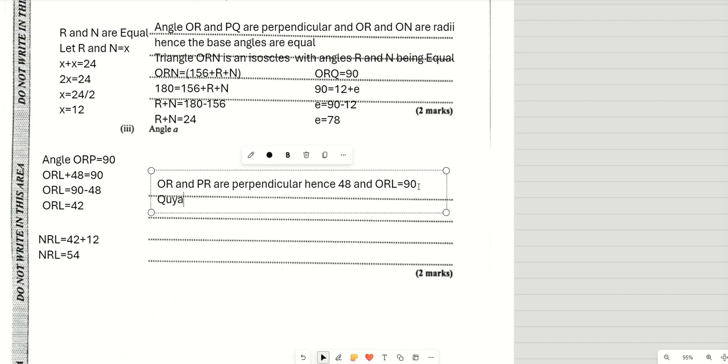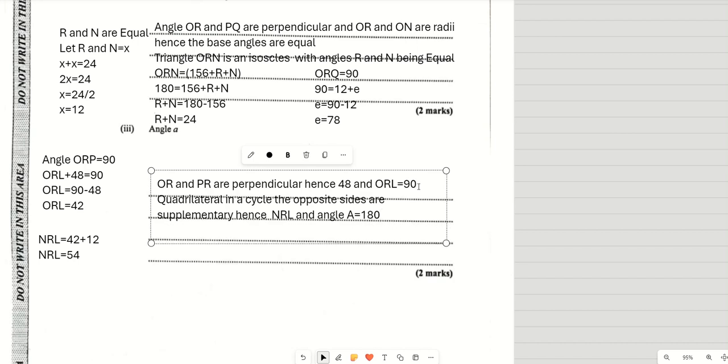And then you're going to say quadrilateral in a cyclic circle. So for a quadrilateral in a circle, the opposite angles are supplementary, hence angle NRL and angle A is equal to 180.